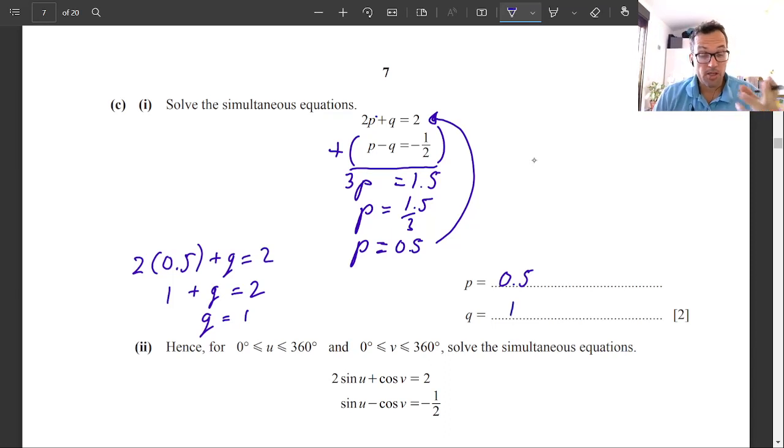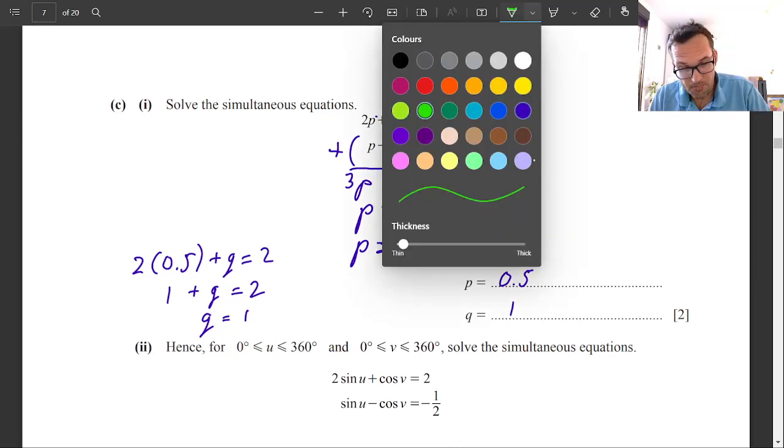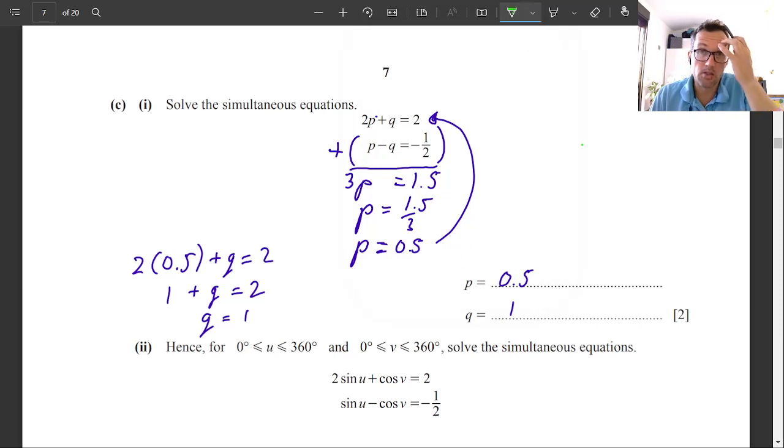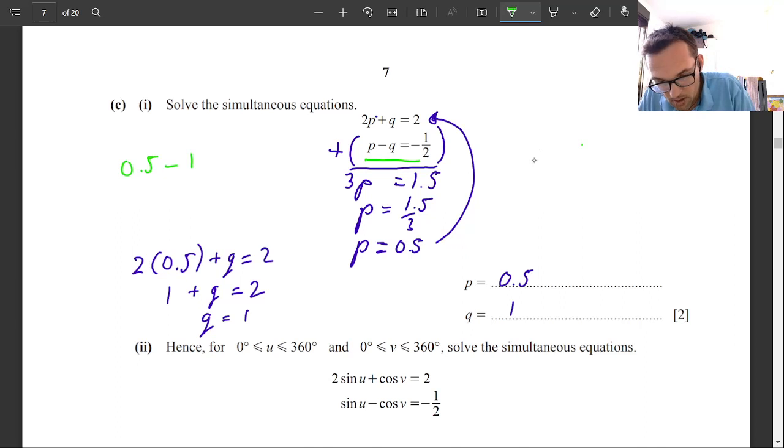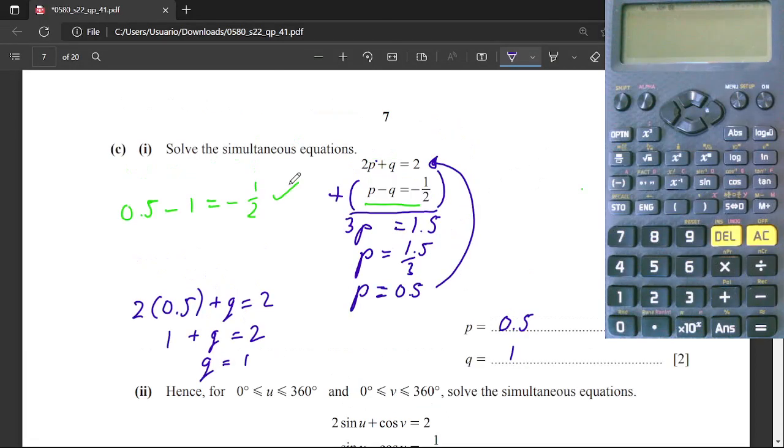Okay, you can check if it's right by substituting it back into that second equation. This doesn't count for marks, it's just for yourself to know you're doing things right. So we take the second equation there. P is a half, so that's 0.5. Q is 1, so that's minus 1. And what's a half minus 1? Of course, it's minus a half. It's correct. We know it's correct. We've got our marks.